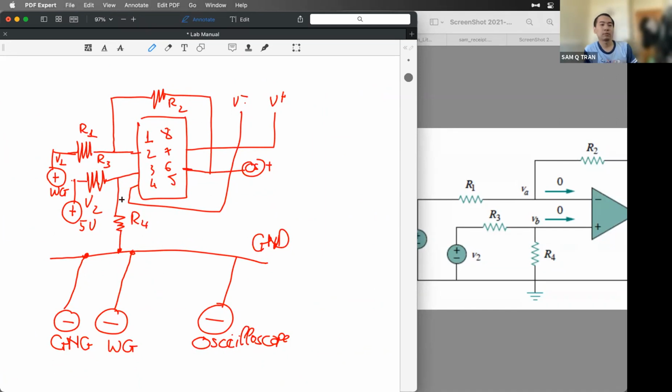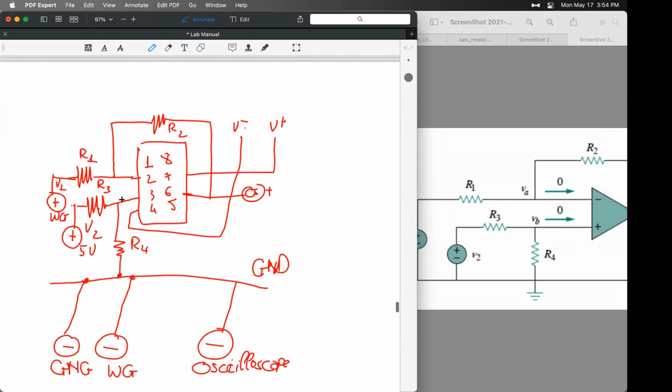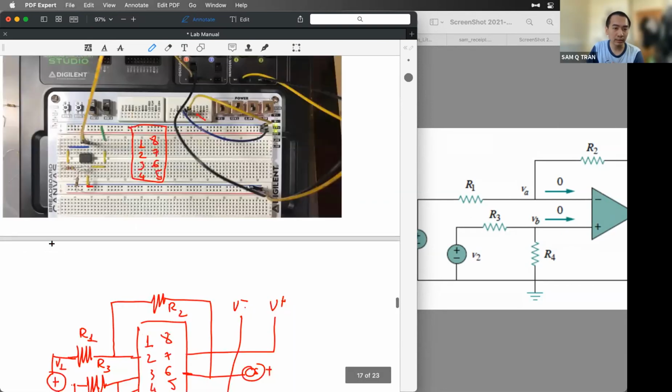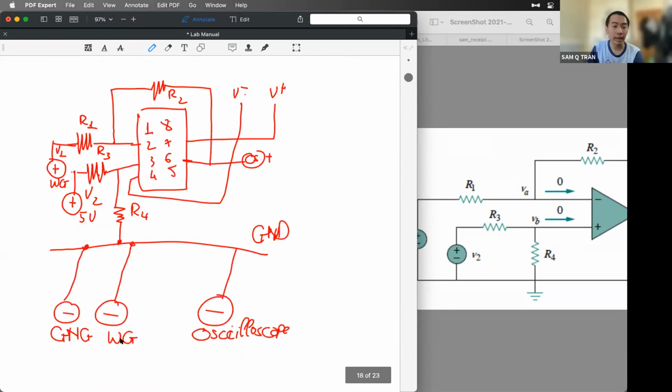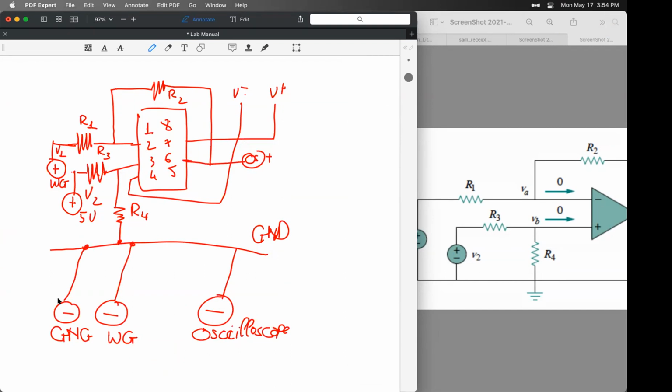Okay. What was WG again? WG is wave generator, and that's basically the ground also. Wait, what? No, this one, connect this WG over here. No, I mean the WG negative. Oh, okay, yeah. You can bundle them together and make all the ground bundle together, and they should be fine. Okay, thank you.